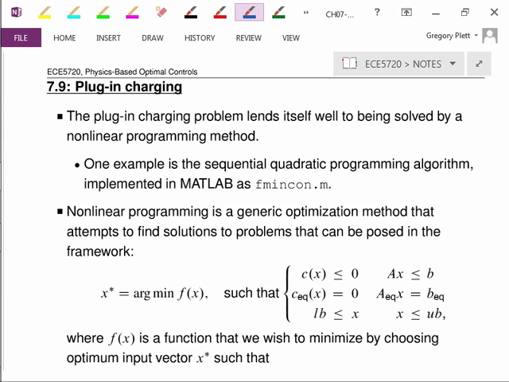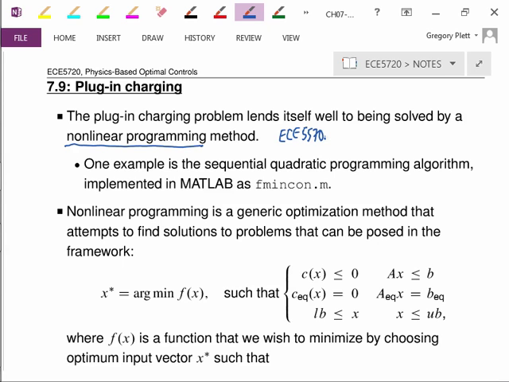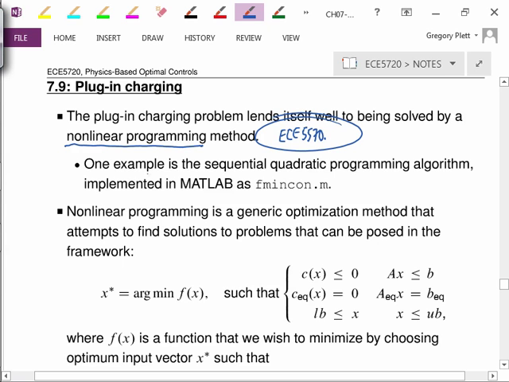This particular problem is one that lends itself well to a methodology that's called nonlinear programming. And we are not going to study nonlinear programming in this course, but please remember we have ECE5720, which is a course that deals with engineering methods of optimization, and it does talk about nonlinear programming and how to do it yourself and so forth. Optimization is a really big deal in engineering and in the future of battery management, as the way I see it anyway.